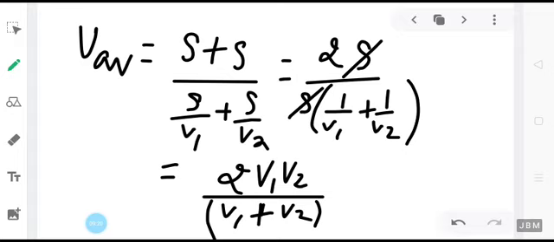So in this way, average speed is equal to the harmonic mean of individual speeds. Average speed is equal to harmonic mean of individual speeds.